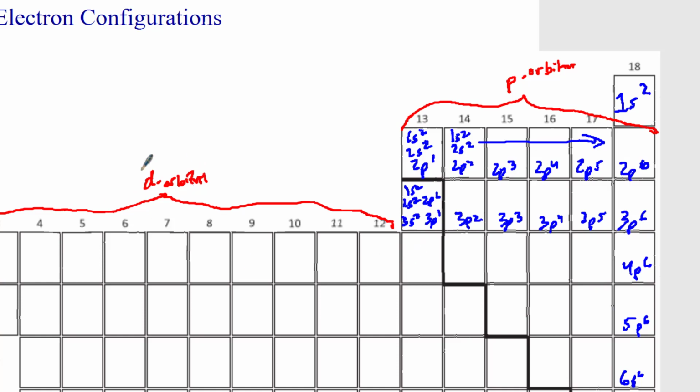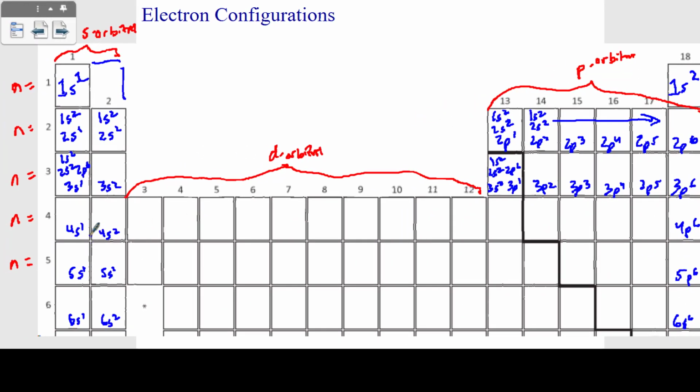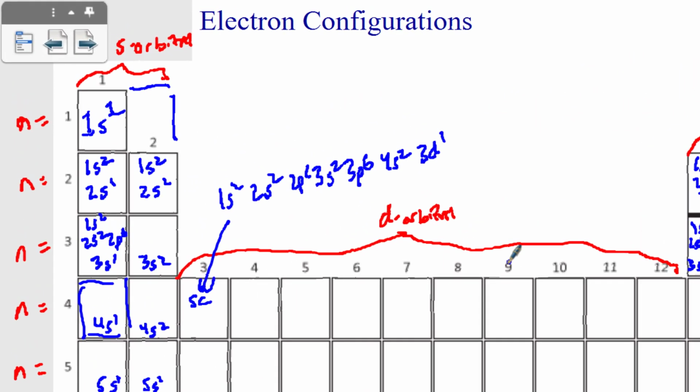Well, when we get to the d orbital, let's come over here to potassium. What would potassium's electron configuration be? Well, we would have 1s2, 2s2, 2p6, 3s2, 3p6, and then 4s1, so on and so forth. Well, when we get to the d orbital, you can see the d orbital right here. Something like scandium. Scandium is in the d orbital. Well, what would scandium's electron configuration be? We would have 1s2, 2s2, 2p6, 3s2, 3p6, because those are all filled, and then the 4s2, but scandium comes down to 3d1.